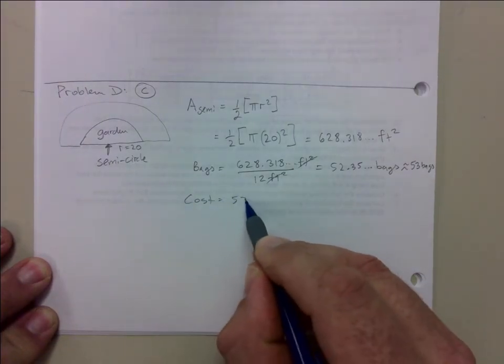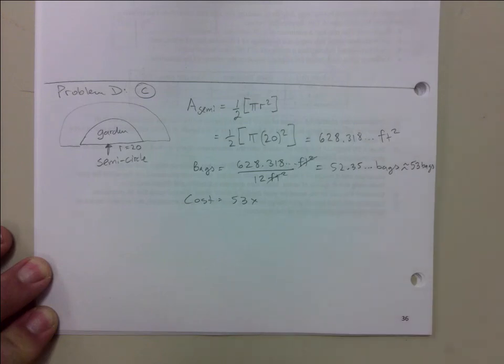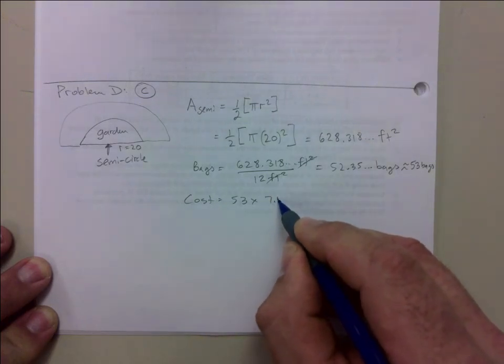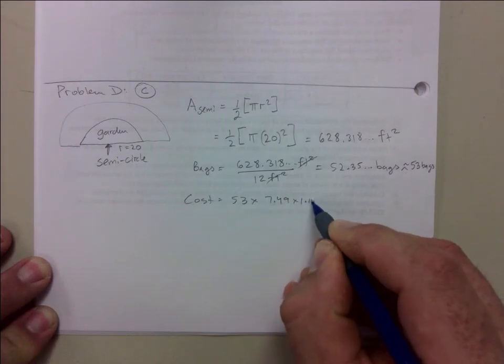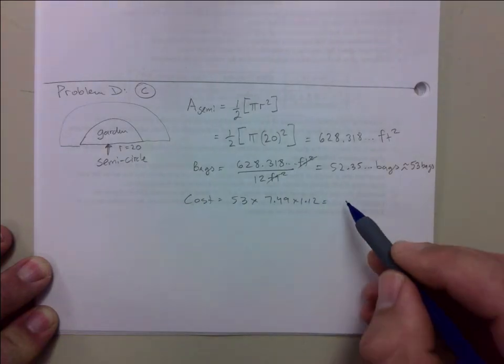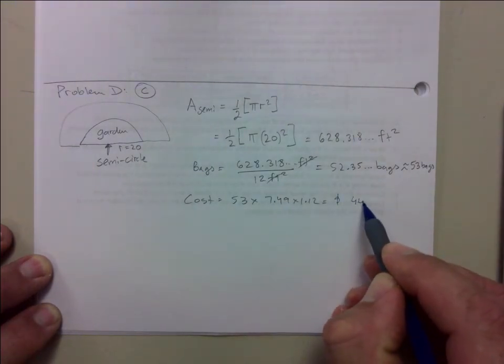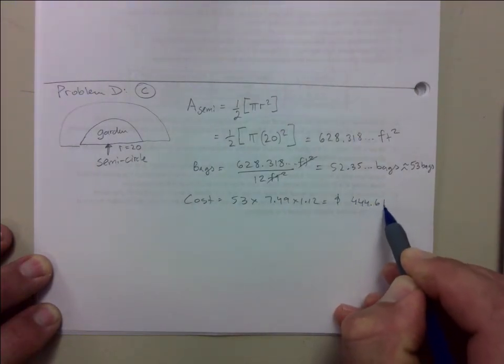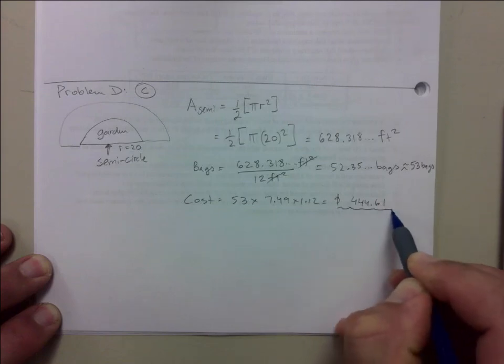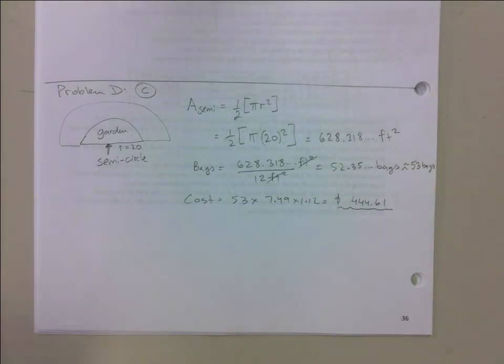would be 53 times 749, and it gets taxed 12%. That's 444.61. That's not it yet. That's part of it. That's the wood chips.